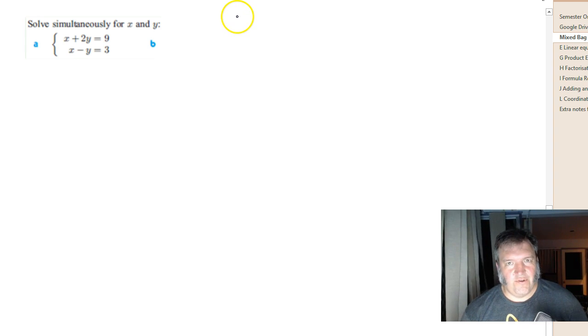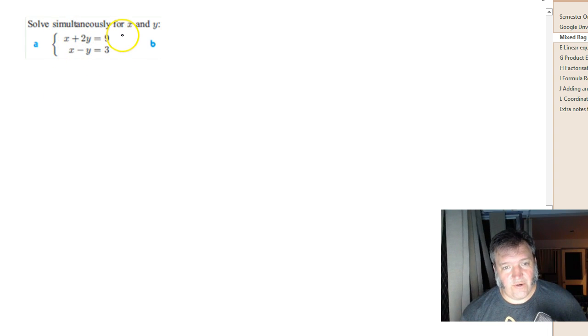If ever I have the opportunity to eliminate, I will, because it's just faster. But I'll show you both ways anyway. Here, the coefficient of the x term is the same in each one, so I should be able to eliminate x. Obviously, as they're both positive, what I want to do is take this first equation and subtract the second equation.